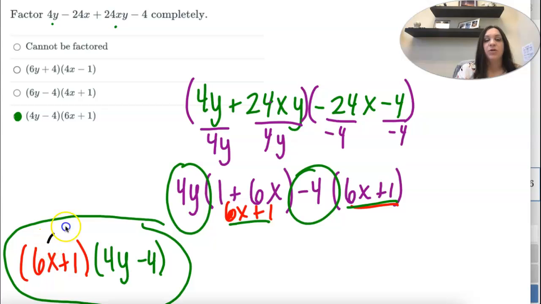And again, remember, you can check your answers by multiplying. You could go through all of these and just multiply and see which one you get. That would work too.